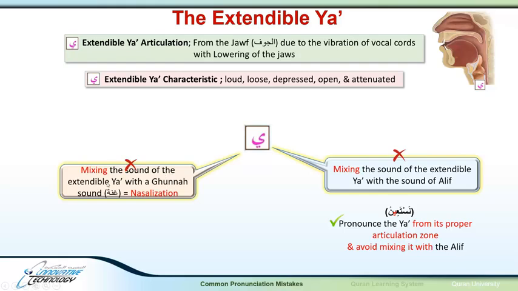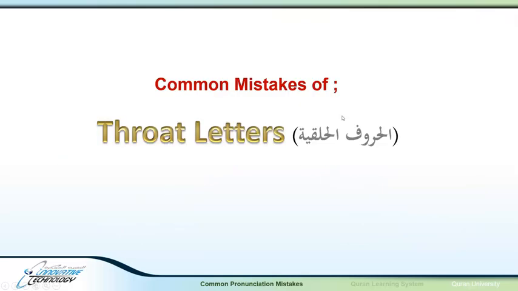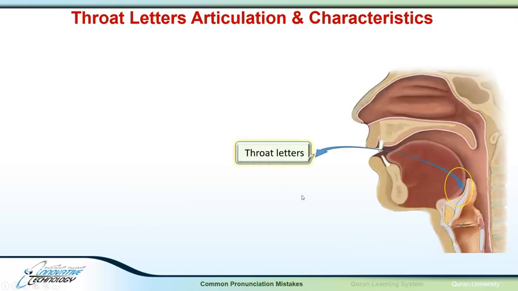Mixing the sound of the extendable ya with a ghunna, nasalization. An example of that is al-alameen. The proper way to pronounce it is like Al-Husari's pronunciation. العالمين. Alameen. So we need to avoid nasalization when pronouncing the ya and make sure that we pronounce it without ghunna. Let's proceed now to the common mistakes of the throat letters, al-huruf al-halqiyya. Throat letters have three categories. The first is the deep throat letters.